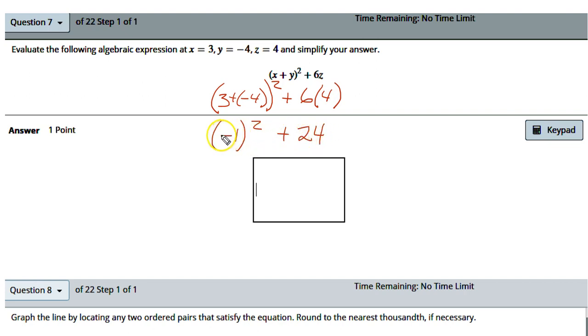So here's the key. Negative 1 times negative 1 is 1. This becomes a 1 here. 1 plus 24 is 25. And again, if you have the work, and for some reason you didn't get this part right and had a different answer, I can possibly give you credit for putting in the correct substitution, and if you got this part right. Again, it's important to show your work as you do your test so I can give partial credit.